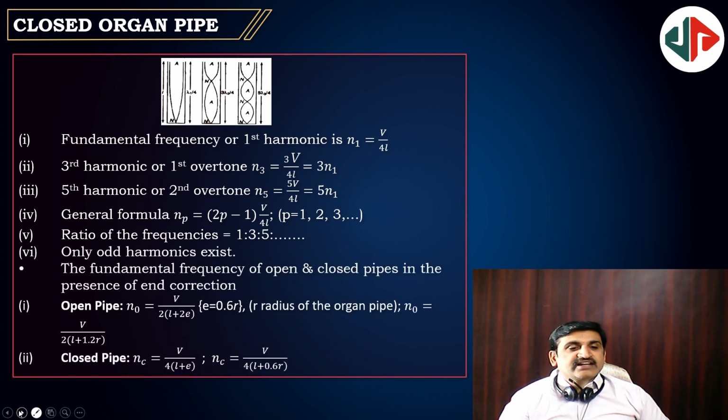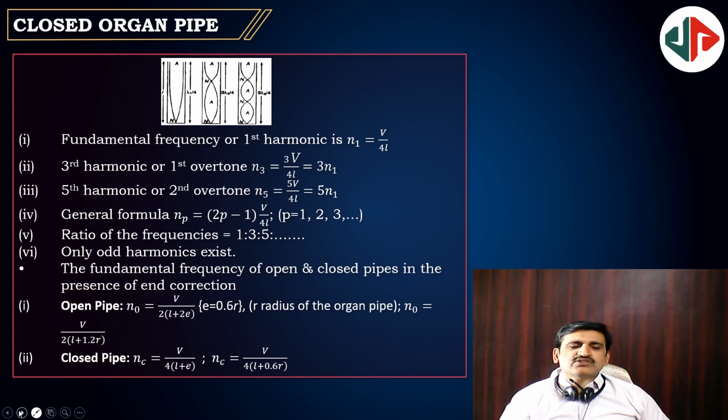And with end correction, n naught for an open pipe is equal to v by 2 into (l plus 2e), where e is the end correction, 0.6 r or 0.3 d, d being the diameter. And for a closed pipe, n is equal to v by 4 into (l plus e). e is the same value, 0.6 r or 0.3 d.